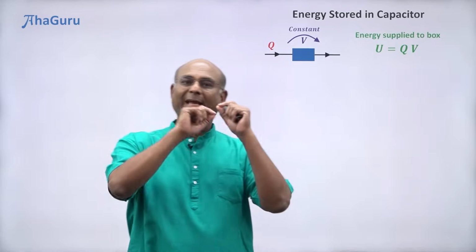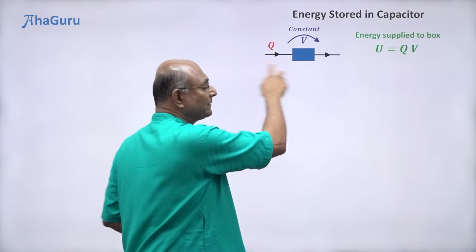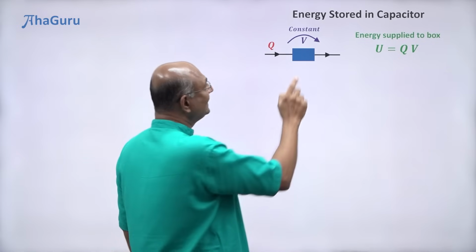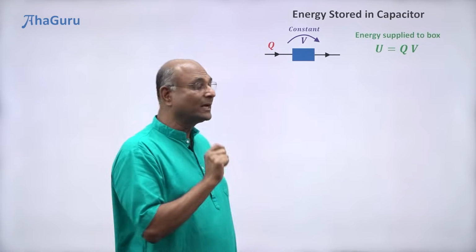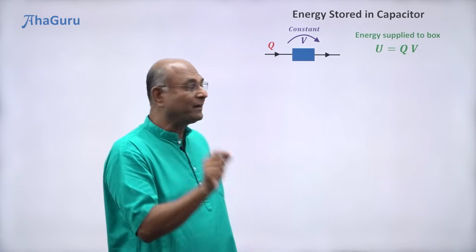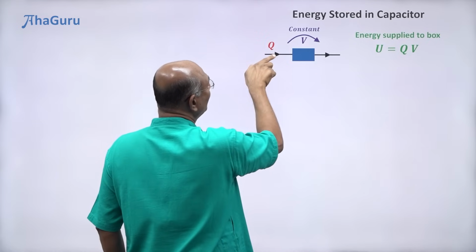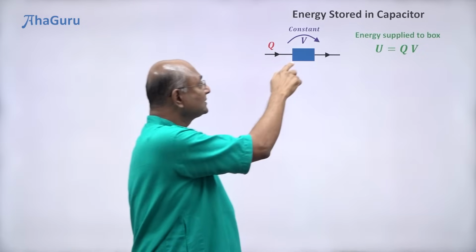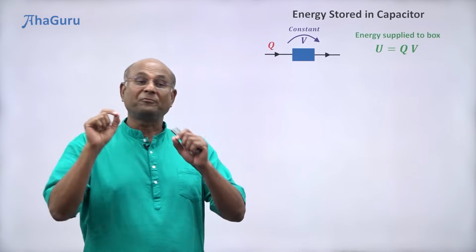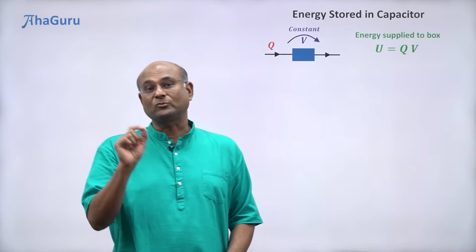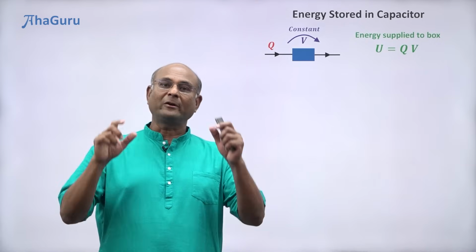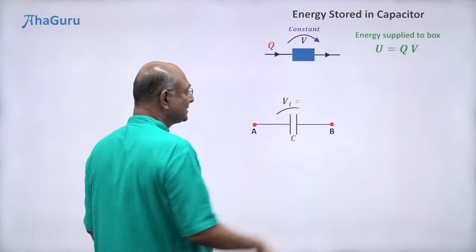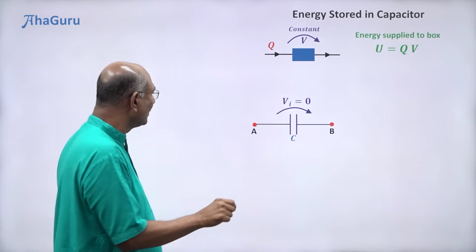We know that if I take any electrical element represented by this box and we send a charge Q through it, then the energy supplied to the box is Q times V, where V is the potential drop from the entry point to the exit point. Let us use this formula to find out what must be the energy stored in a capacitor. I'm going to take an uncharged capacitor. So this is initially uncharged. So the potential drop across it is 0.